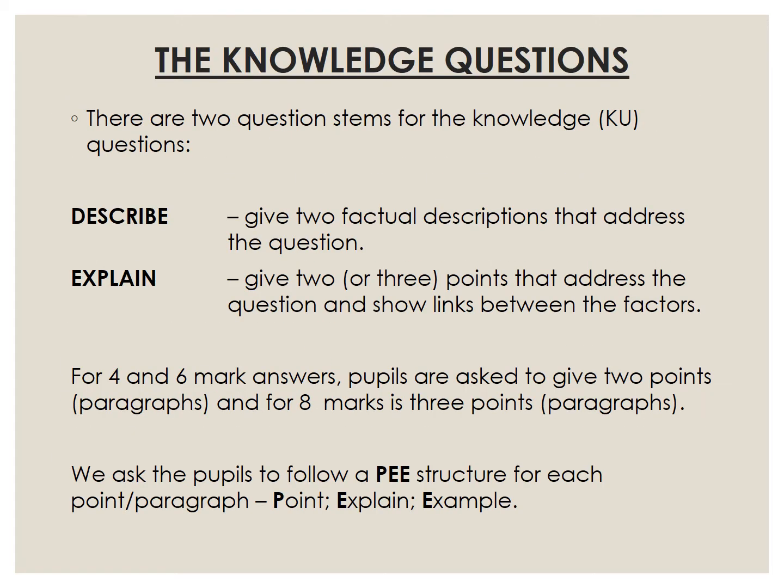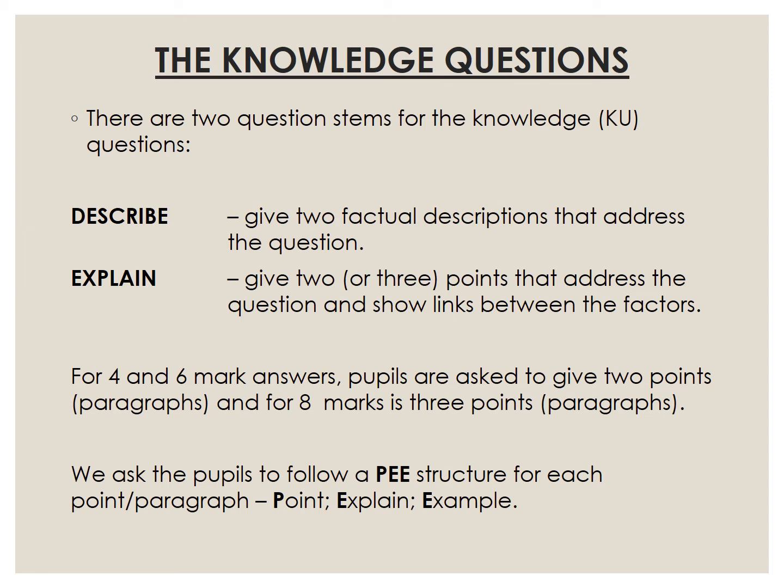For the knowledge questions, there are 2 question stems. They'll either be describe questions or explain. If they've been asked to describe, we're looking for 2 factual descriptions that address the question. The explain questions are slightly more challenging. They'll be asking the pupils to give 2 or 3 points that address the question but show links between the factors. For example, if they've been asked why the role of a Prime Minister is an important or powerful role, rather than just giving the roles or jobs of the Prime Minister, they need to explain why that particular role makes them powerful. So pupils need to make sure that they're linking back to the question really carefully when they're doing explain questions.